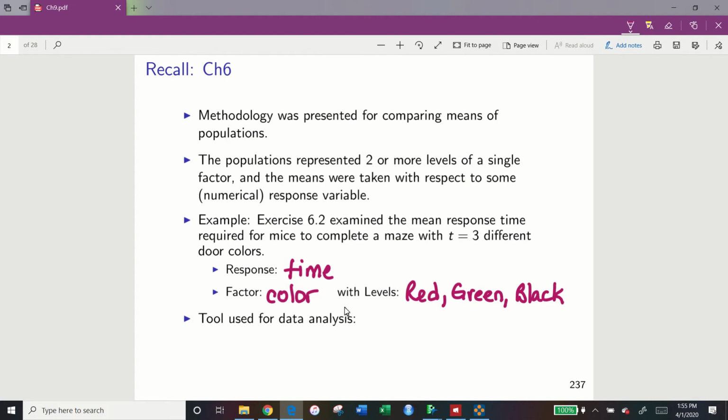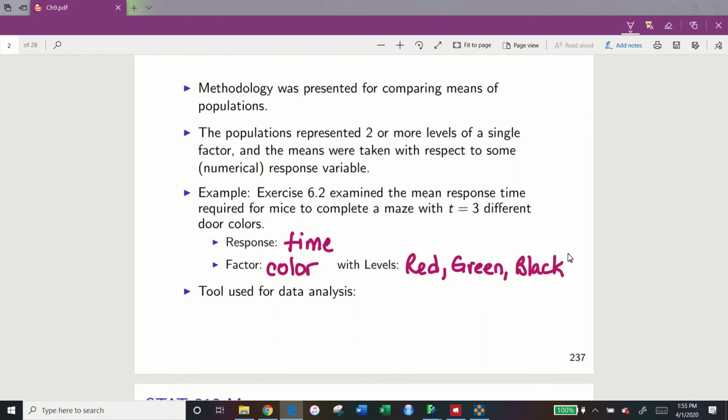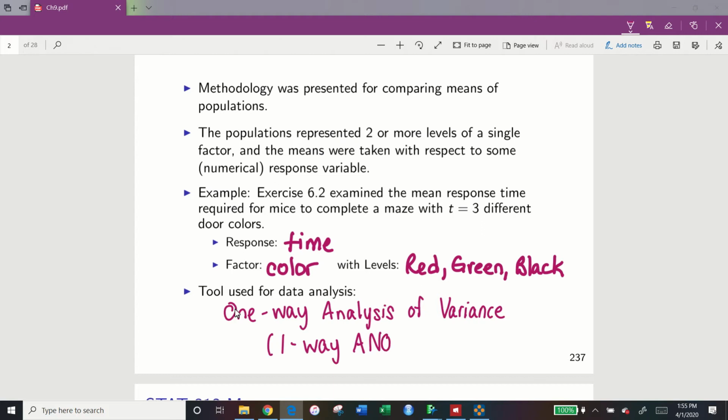So if we're thinking back, we had mice going through 3 different colored doors, red, green, and black, and we were trying to record their response time through the maze. The tools we used to analyze this data was called one-way analysis of variance, also known as one-way ANOVA.